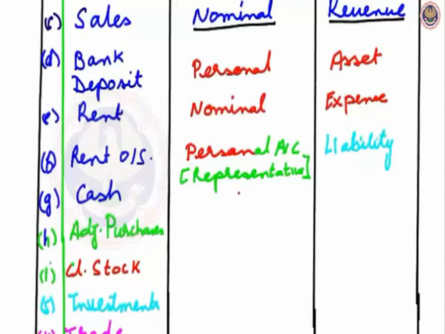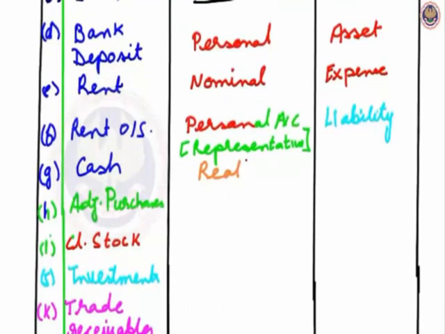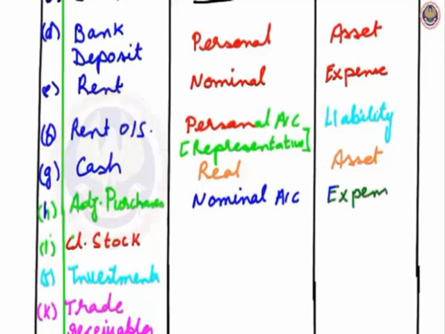Cash. As per the traditional approach, it is a real account because we can touch cash. But as per the modern approach, it is an asset. Then adjusted purchases. As per the traditional approach, it is a nominal account. But when we take the modern approach, it is an expense.